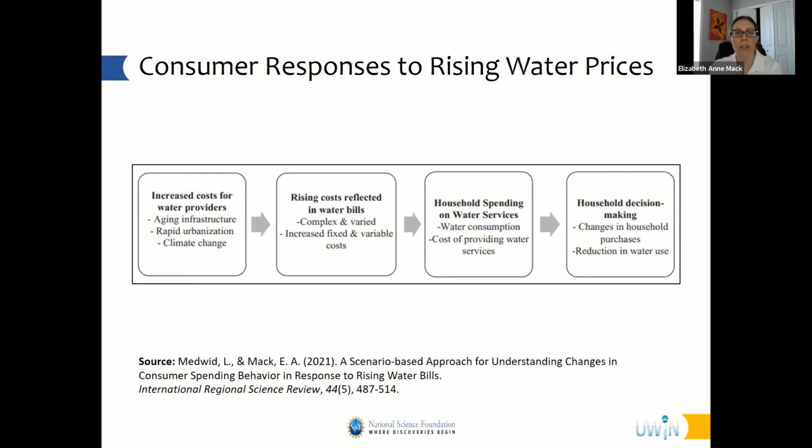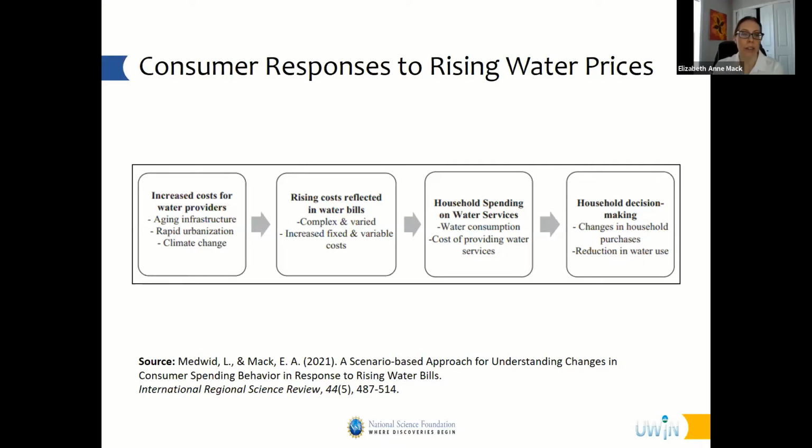So based on this, we said, well, this is a vulnerability assessment, but how might we begin to understand what consumers might do to cope with rising water prices? I have a conceptual framework here from a paper that was led by one of my graduate students, Laura Medwood, and you can find that in International Regional Science Review. The citation is provided for you at the bottom. Basically, it's a framework for thinking about how increased costs in water provision are passed on to consumers.